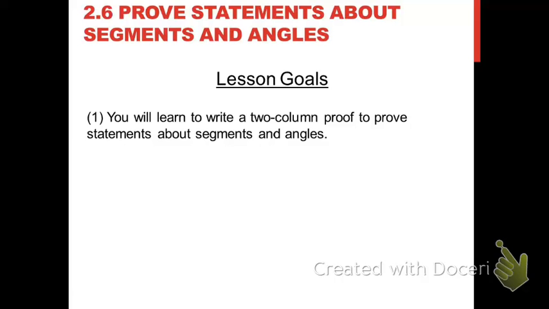Hey, we are continuing in section 2.6. We already have gone over our learning goal for this lesson, which is to learn to write a two-column proof to prove statements about segments and angles. And what I told you is that we need to see another video in this section just because proofs, well, they're a little bit tough until you've seen enough examples and tried enough on your own. And so we're going to continue to do examples.